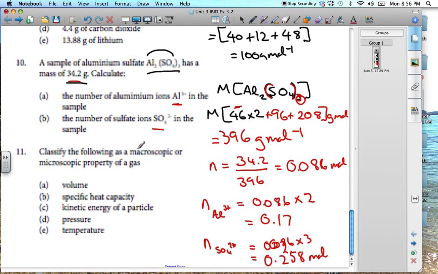Classify the following as macroscopic or microscopic. Volume would be macroscopic, so I'll use a big M for macroscopic. The kinetic energy of a particle, that would be microscopic. Pressure, macroscopic. Temperature, macroscopic.